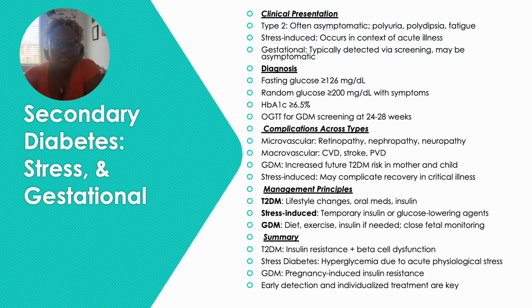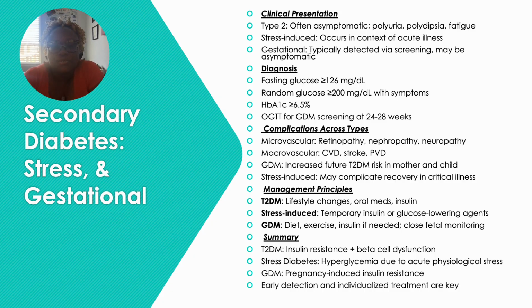What do our patients look like? During the clinical presentation with type 2, they're often asymptomatic, but there are those polys, so polyuria, polydipsia, and fatigue. With stress induced, it occurs in the context of acute illness. In gestational, it's typically detected via screening, and they may be asymptomatic.